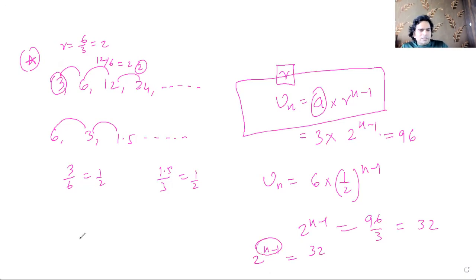Everybody knows that 2 to the power 4 is 16, so 2 to the power 5 is actually 32. So n minus 1 is nothing but 5, so n gives you the answer 6. So this is how you basically do the sequences for the geometric.